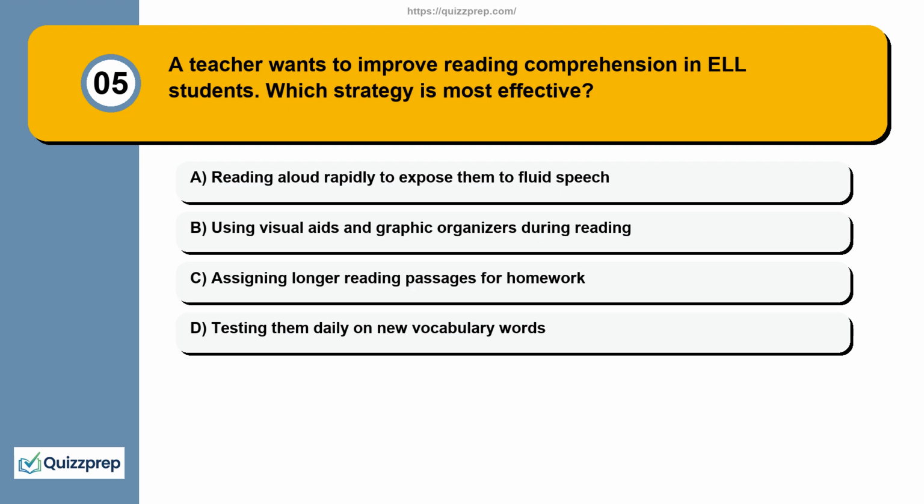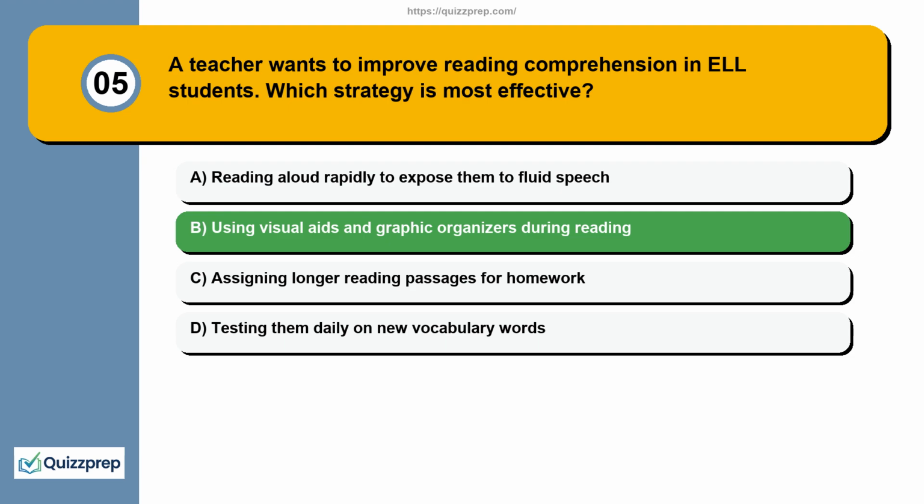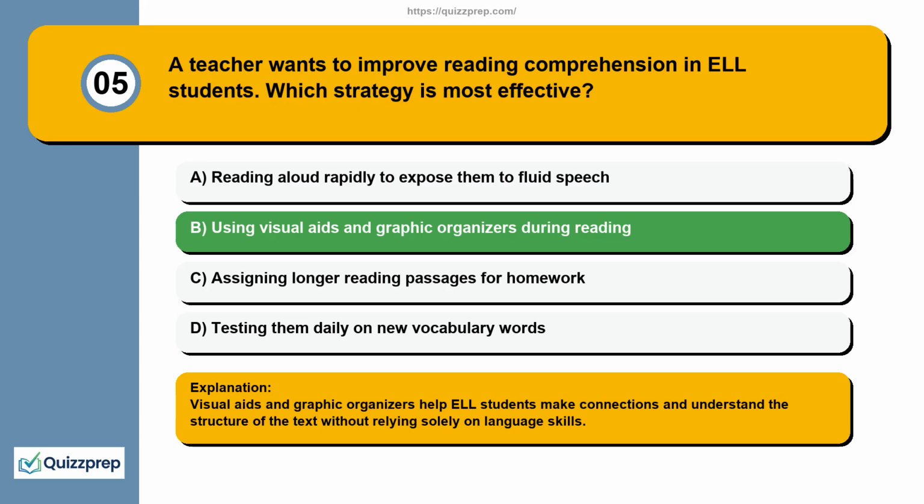Question 5. A teacher wants to improve reading comprehension in EL students. Which strategy is most effective? Here are your options. Option A. Reading aloud rapidly to expose them to fluid speech. Option B. Using visual aids and graphic organizers during reading. Option C. Assigning longer reading passages for homework. Option D. Testing them daily on new vocabulary words. The correct answer is option B. Using visual aids and graphic organizers during reading. Explanation. Visual aids and graphic organizers help EL students make connections and understand the structure of the text without relying solely on language skills.